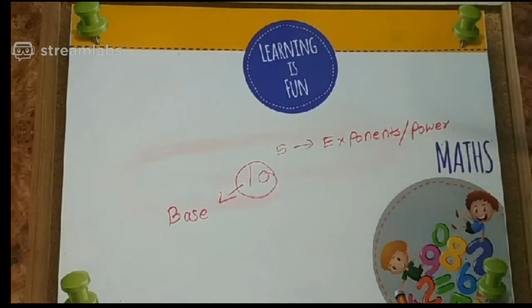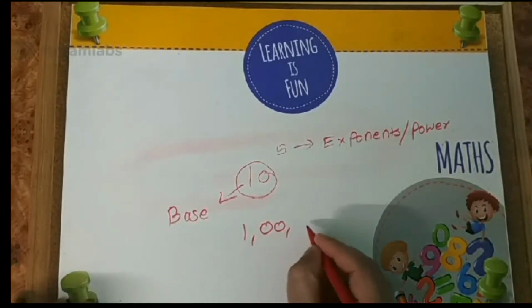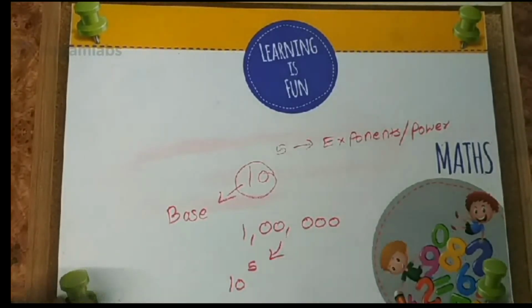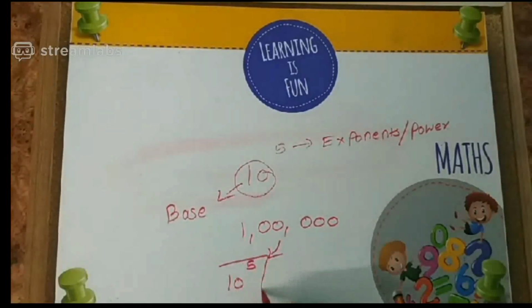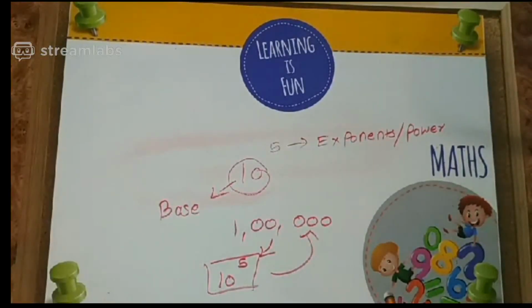Why do we require exponents? Because if we have a larger number, we use exponents to display that larger number in an easy way. For example, I can write 1 lakh as 10 as a base and 5 as a power. This way I can display 1 lakh in the form of a power. So we will start with this.